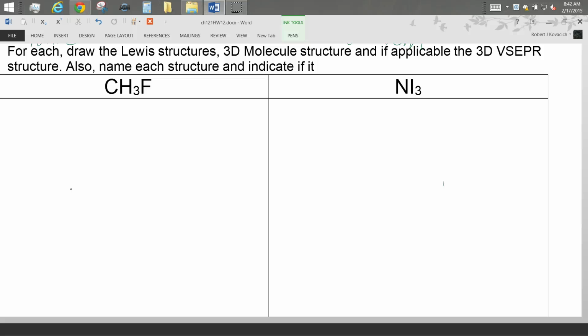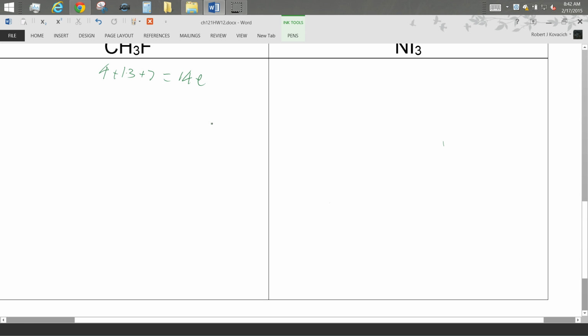So for the Lewis structure, I've got 4 electrons from the carbon plus 1 times 3 for the hydrogen plus 7. So I've got 14 electrons to deal with. I'm going to put my carbon in the middle, and it doesn't really matter. I'll put fluorine and a hydrogen and a hydrogen and a hydrogen. And I've used how many electrons? 8 of my 14. And my fluorine isn't happy, so I'll put some electrons around it. And so now the fluorine's happy. So there's my Lewis structure.